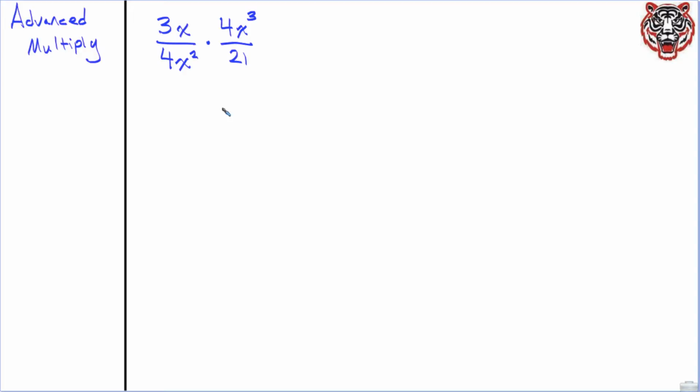Do you guys already know how to do this? You can try it on your own. I'll give you guys a few minutes to think about it. Oh, let's add in another one. Let's make it even harder. I'm realizing that I forgot the other one in my notes. Times 14 over 4x to the 5th.